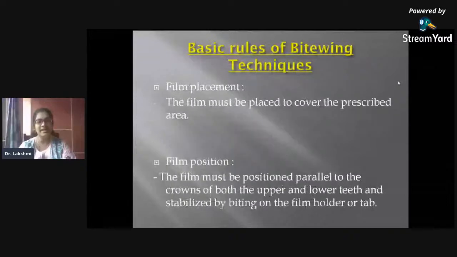So the basic rules of bite wing technique are film placement: the film must be placed to cover the prescribed area. The area of interest should be covered. Film position: the film must be positioned parallel to the crowns of both the upper and lower teeth and stabilized by biting on the film holder or the tab.